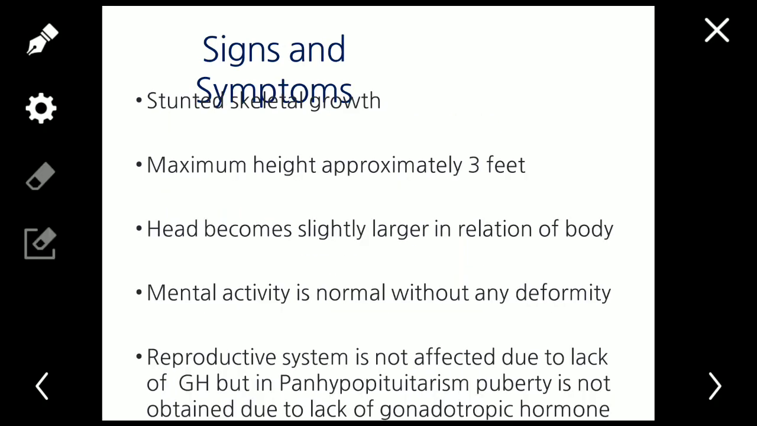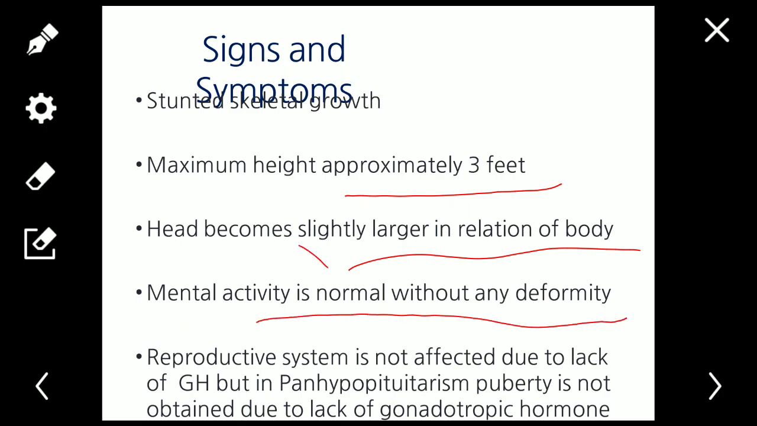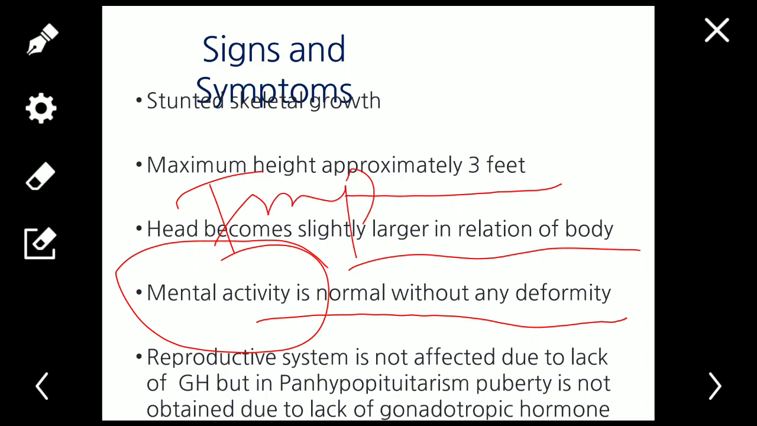Stunted skeletal growth, maximum height will be approximately 3 feet, head becomes slightly larger in relation to the body. Mental activity is normal without any deformity. Important point here: they will not be mentally abnormal, they are mentally stable.